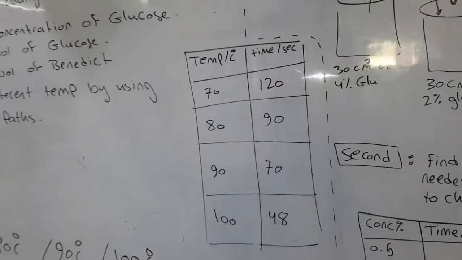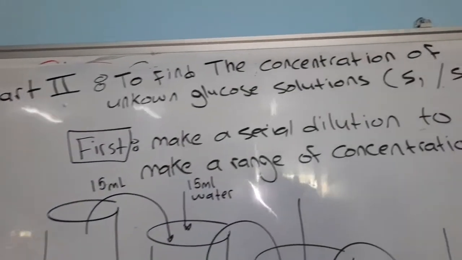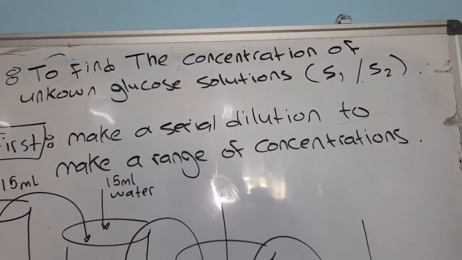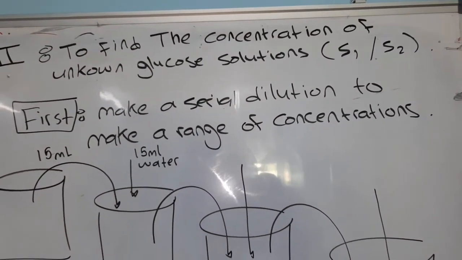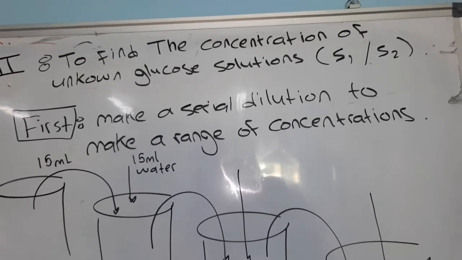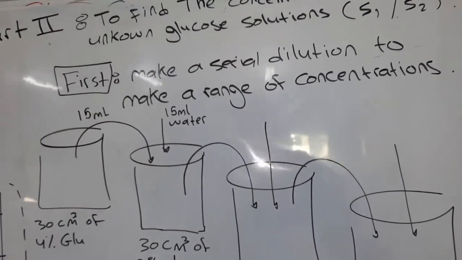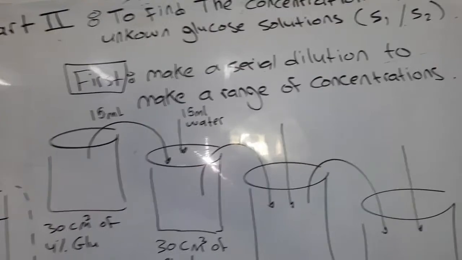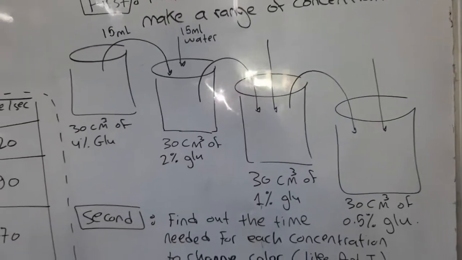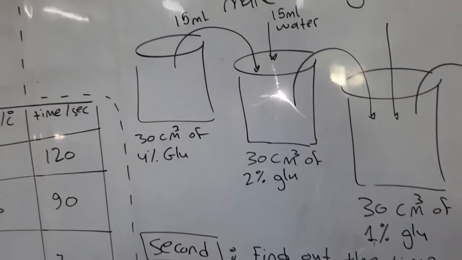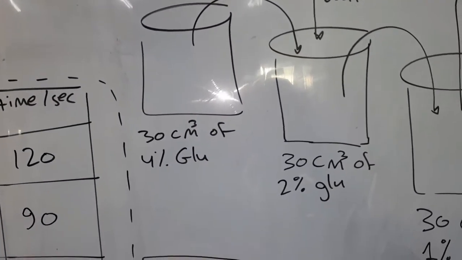Now the second part of the experiment is basically to find out the concentration of unknown glucose solution. Now, in the question paper, there is S1 and there is S2, and both of them are unknown. So in order to find out the concentration of those unknown solutions, we need to make a standardized test. And as you know, guys, in order to do a standardized test, we need to make a range of concentration. Now, in this question paper, the range of concentration can be made by the serial dilution.